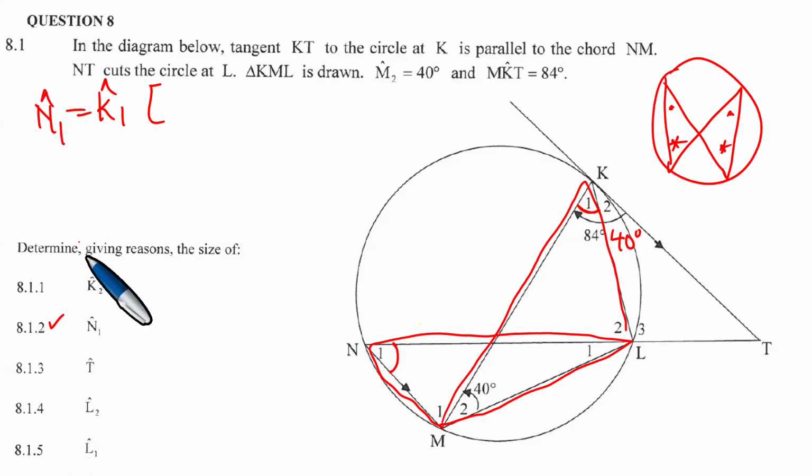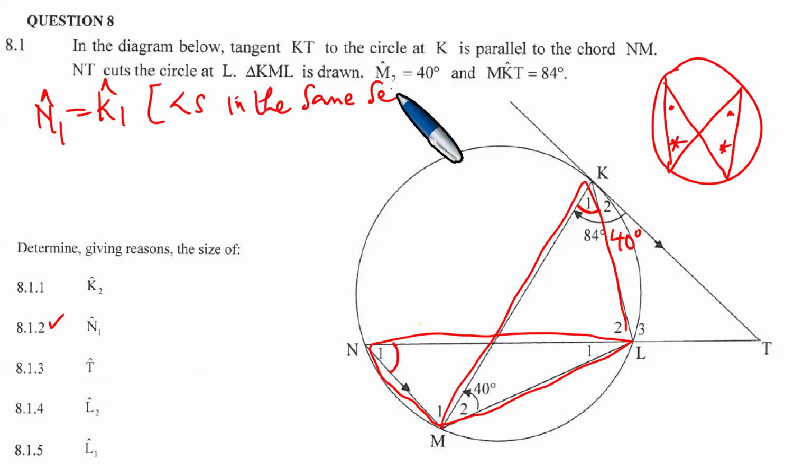In principle, then, we have the angle N1 equals the angle K1, and these are angles in the same segment. Angles in the same side. Okay, what do we do next?